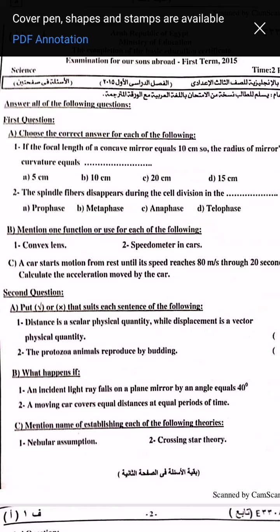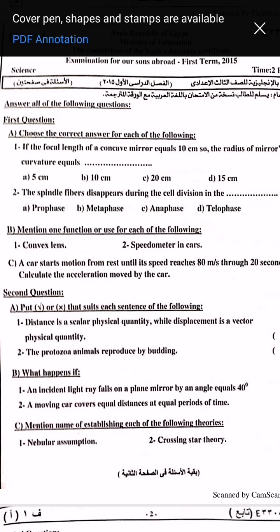So we calculate the acceleration. Acceleration a equals V2 minus V1 divided by delta t. V2, which is 80, minus V1, which is 0, divided by 20. So 80 divided by 20 equals 4 meter per second squared.